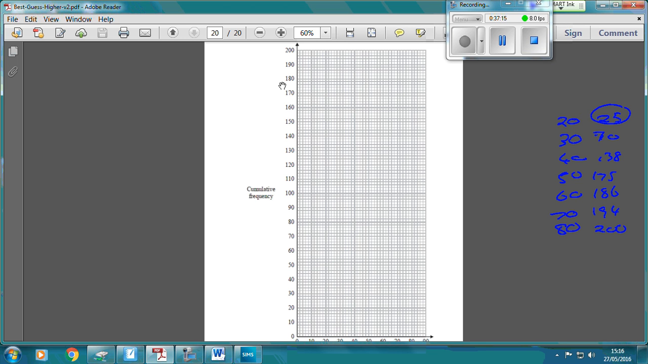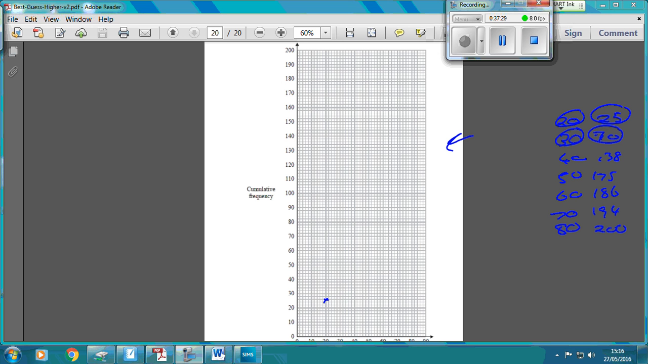once we've circled the 25 and the 20, the 70 and the 30 and so on and so forth, we then go on to this and then we plot them. So across 20 and then up by 25. The next one we plot is 30 across and then 70. So 30 across and then 70 up. Then we've got 40 across and 138 up. And then 50 across and 175 up. 60 across and then 186 up.